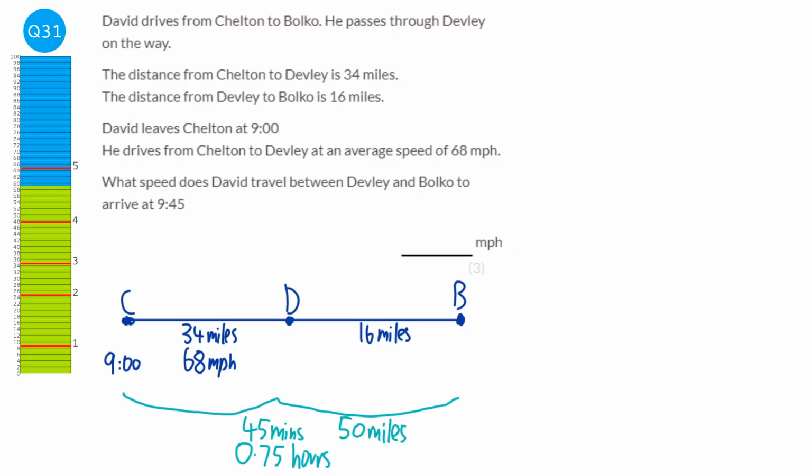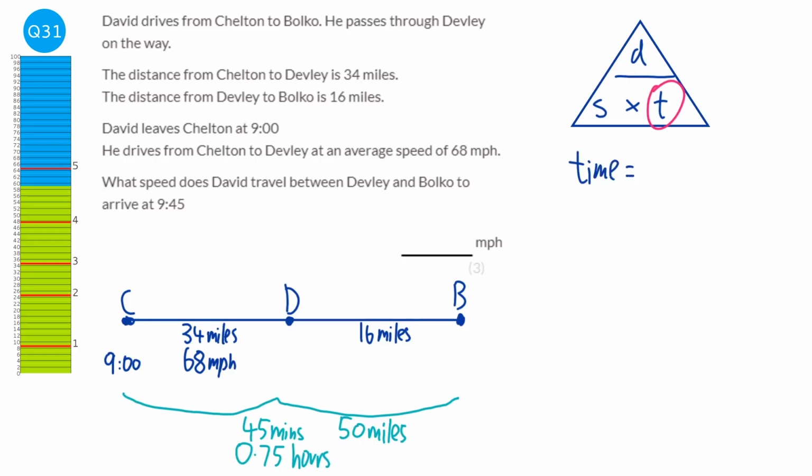Okay, now having a look at this, we need to find out what time David was at Devley. So we're going to use our speed, distance, time triangle. So speed equals distance over time. And we're covering up the time, because that's the one we want. So it's going to be time equals distance, which is 34, over speed, which is 68. So we're going to do 34 divided by 68, which is 0.5. So it would be 0.5 hours, so that would be half an hour. So we will be at Devley at 9:30.